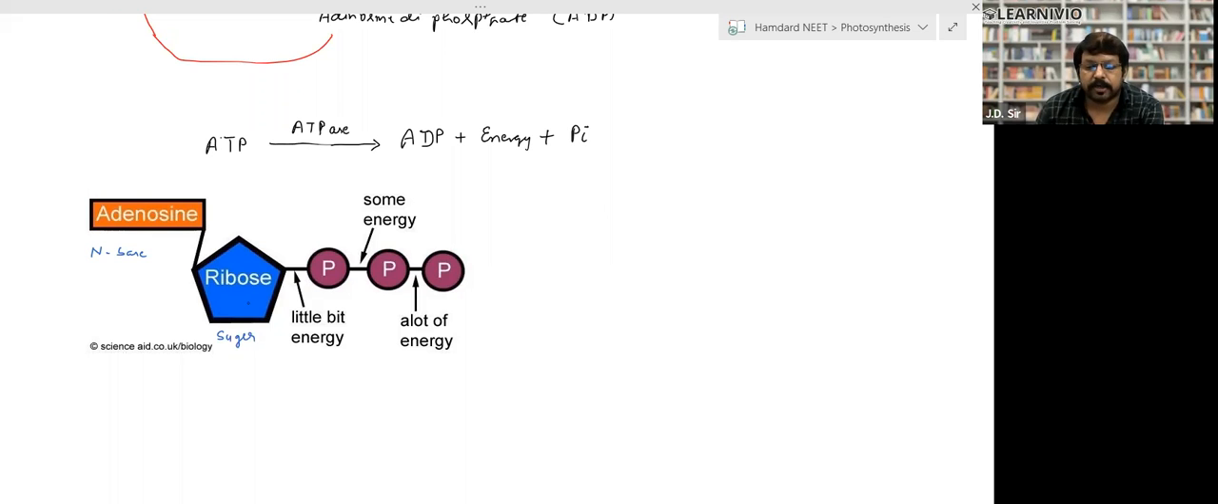And it is mentioned over here, when the first bond breaks down, a lot of energy is released. Then in an emergency situation, when the second bond breaks down, some energy is released. And in an ultra emergency situation, when the third bond breaks down, a very little amount of energy is released.